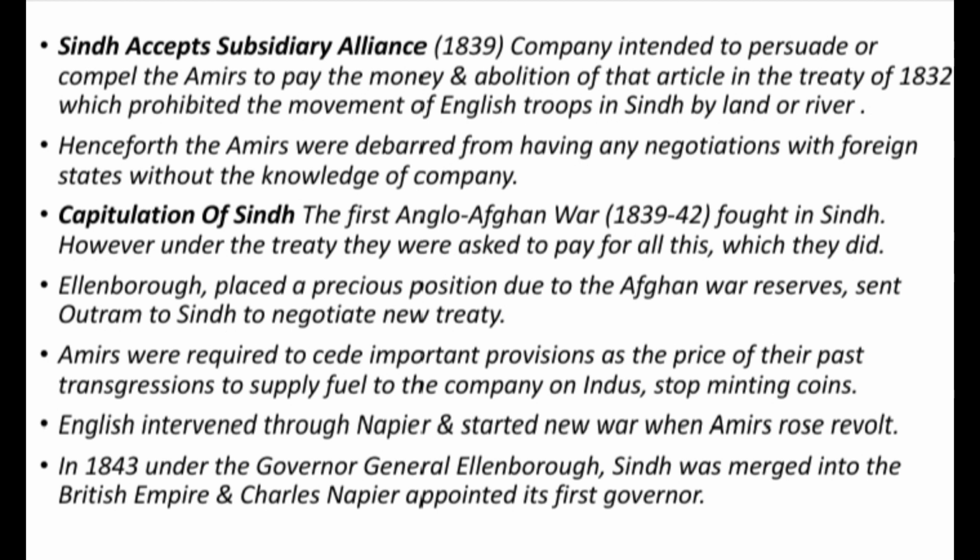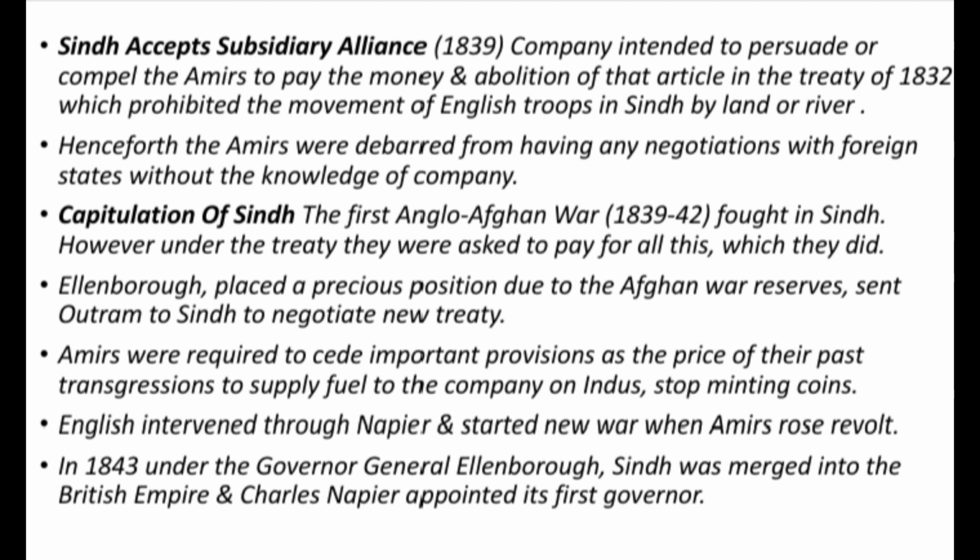Henceforth, the emirs were debarred from having any negotiations with foreign states without the knowledge of the company. Further, they were to provide a storeroom at Karachi for the company's military supply. Besides that, they were to abolish all tolls on the Indus and furnish auxiliary forces for the Afghan war if called upon to do so. Now, the capitulation of Sindh.